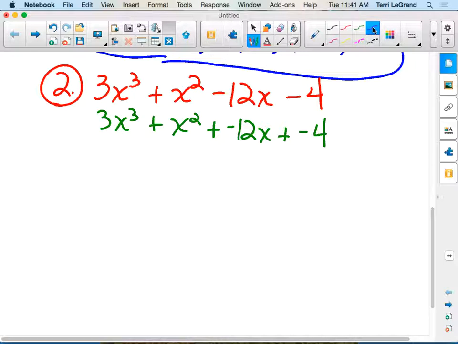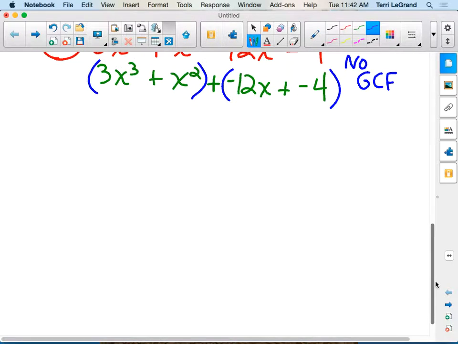Why don't you put in your notes right here, no GCF, okay? Doesn't mean that, if there was one, we shouldn't have taken it out. Yeah, we take it out, but there just doesn't happen to be one. That's the first test, and it failed the first test, so now we move on. We've got a 4-term polynomial, so we need to use factoring by grouping. Go ahead and factor this, because you know how. You don't need my help anymore.